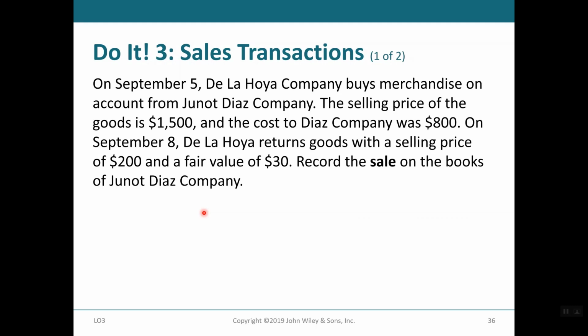All right, so another example, a sales transaction. On September 5, De La Hoya Company buys merchandise on account from Junot Diaz Company. The selling price of the goods is 1,500 and the cost to Diaz Company was 800. On September 8, De La Hoya returned goods with a selling price of 200 and a fair value of 30. Record the sales on the books of Junot Diaz Company.